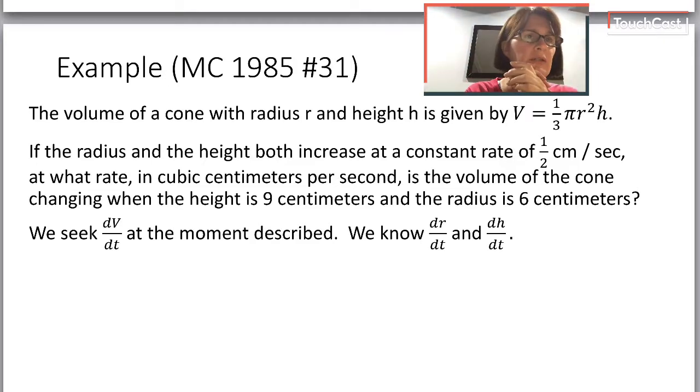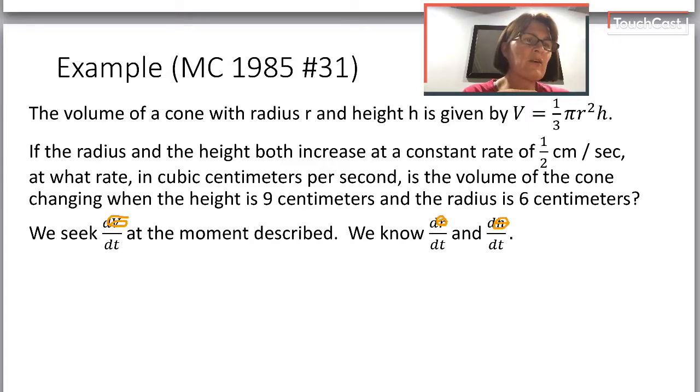So I'm going to start with figuring out what we know and what we're supposed to find. They've asked us for the rate at which the volume of the cone is changing. That's the rate of change of the volume, that's dV/dt. So that's what we're looking for. We seek dV/dt at the moment described. And since we've been told how the radius and height are changing, specifically how they're both increasing, we know dr/dt and dh/dt. So our next job is to write an equation that relates V and r and h.